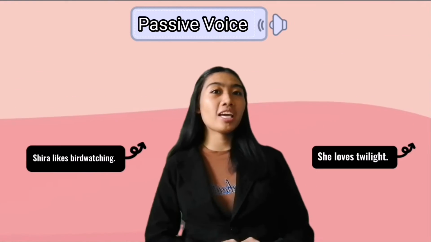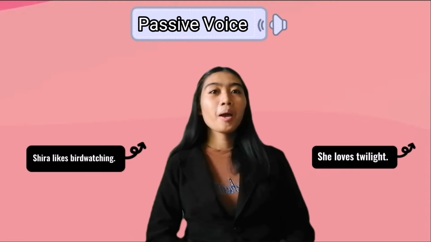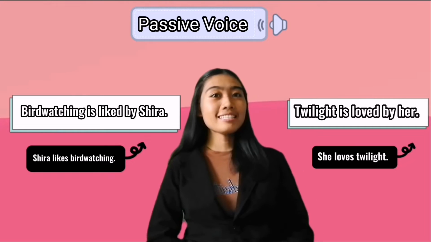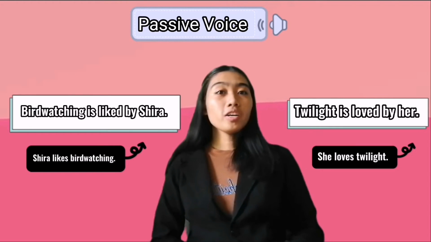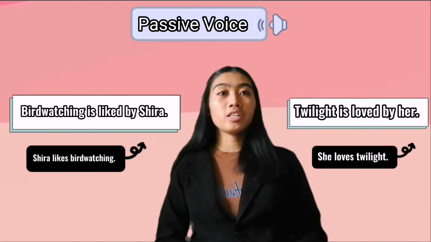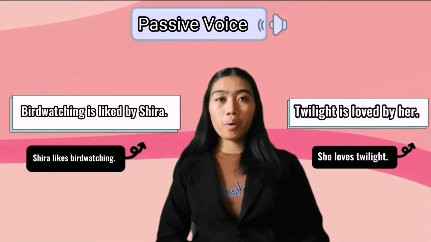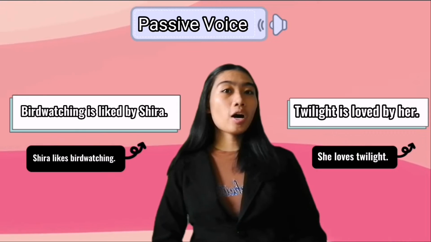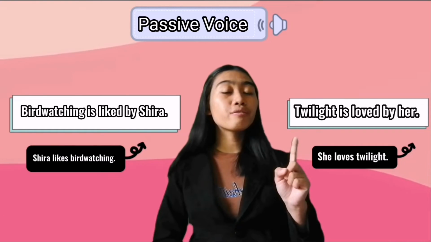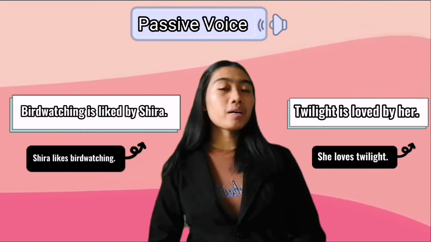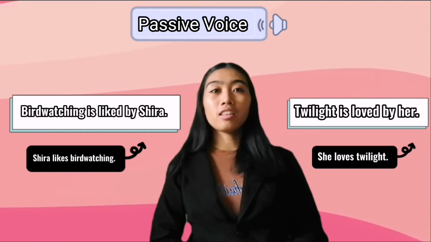Take a look at the previous examples. Now, change into passive voice. Bird watching is liked by Shira. Twilight is loved by her. Notice how the targets of the action, also the direct objects of the sentences, are now the focus. The sentences now contain a conjugated form of to be, which is "is," and the main verbs' past participles, liked and loved.